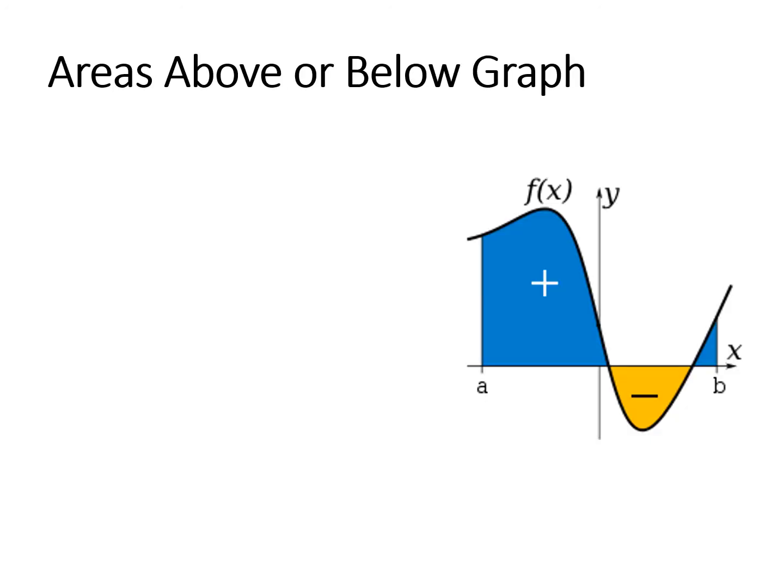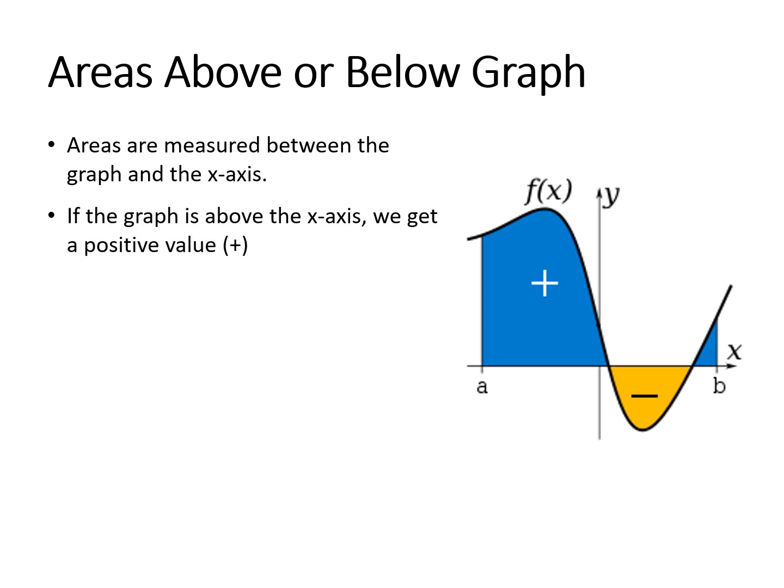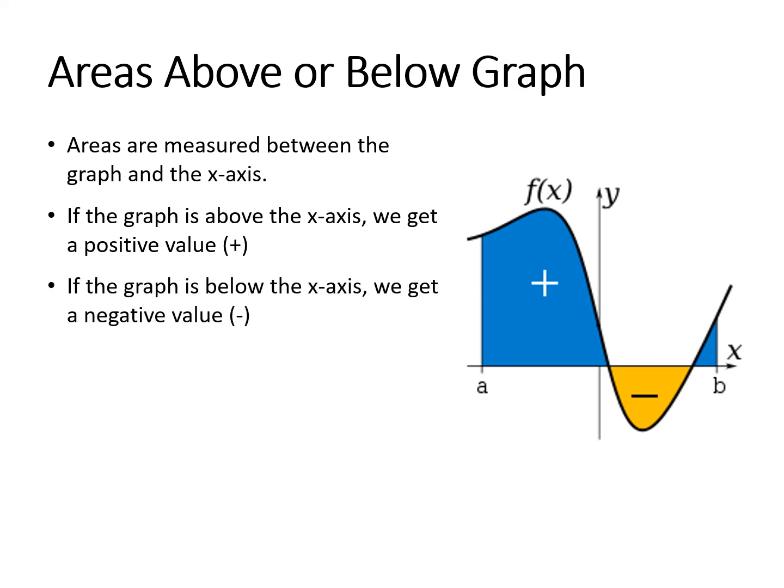Now there's a couple of little things you just need to be aware of. It shouldn't happen to you, but it's just something you should be aware of. When you're calculating the area, it actually calculates the area above the x-axis. So what that means is, if the graph is above the x-axis, we get a positive value, and if the graph is below the x-axis, we get a negative value. So you might find some questions where you're going to get a negative answer.